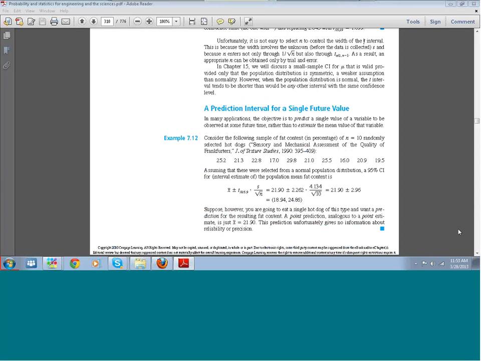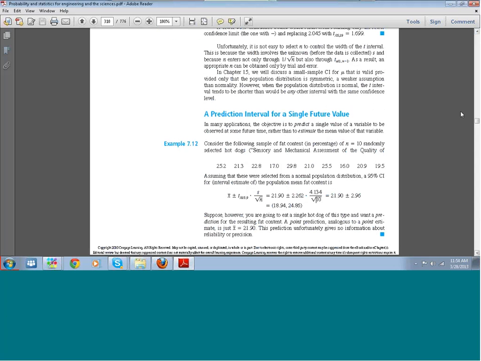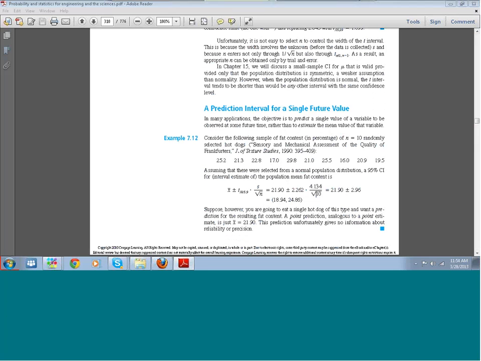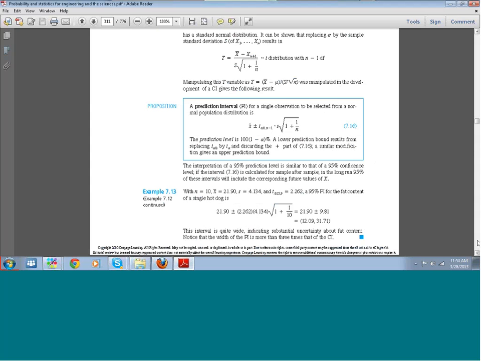Prediction interval for a single future value. This is something we basically pick up from the last things we know. Nothing new here, just using this small sample and doing the same thing. So you should be able to reproduce this. Things will get kind of fishy right here. You have to do this already.